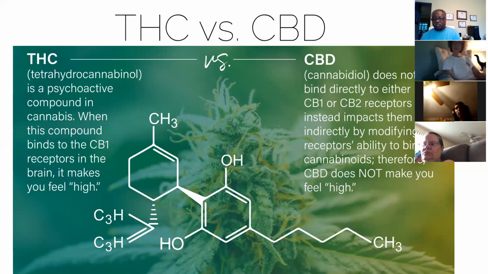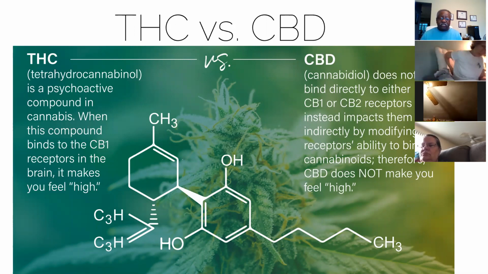If you look at the other side of the street, the CBD, the cannabidiol, it doesn't bind directly to either the CB1, which is the central nervous system, or the CB2, the peripheral nervous system's receptors, but instead it impacts indirectly by modifying the receptors' ability to bind the cannabinoids. That is, it goes through your body and helps your body's internal functions do what they need to do to keep you in homeostasis. So it's an extremely valuable adjunct to what your overall body does for you.